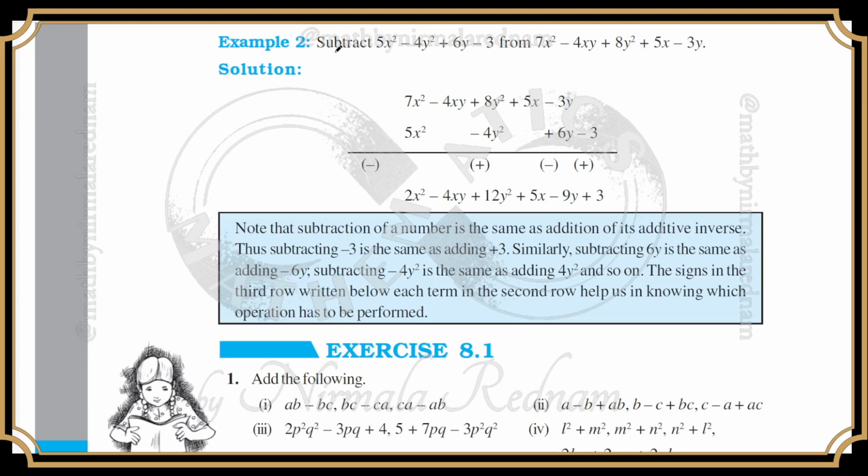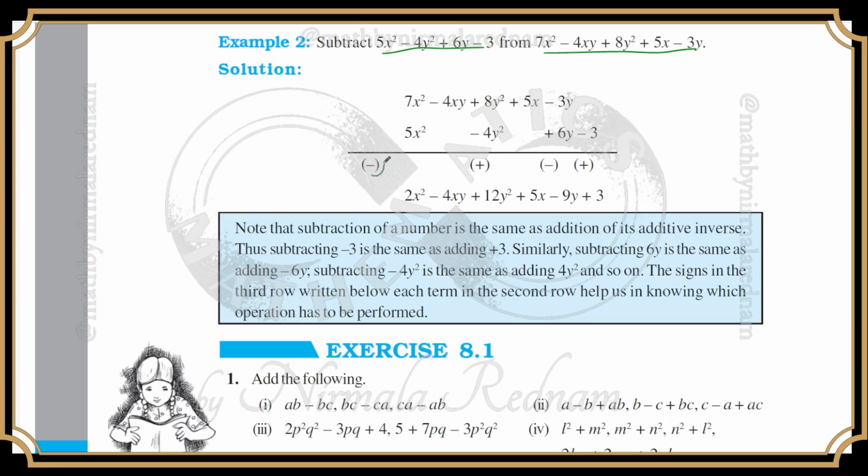Now here I have a subtraction. So what is the difference? In subtraction the order matters. So I have to subtract this expression from this. So clearly this is what I'm going to write first. After writing it, identify the like terms and write them in the same column. So 5x square will come below 7x square, minus 4y square will come below plus 8y square, and so on, right?